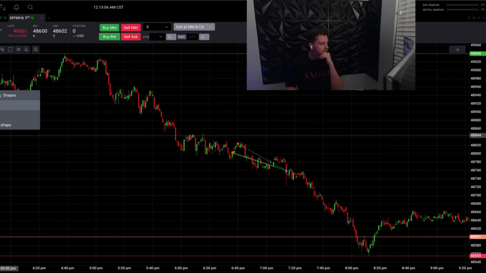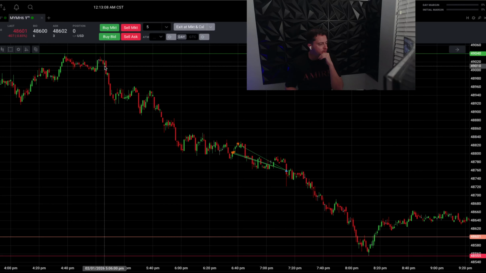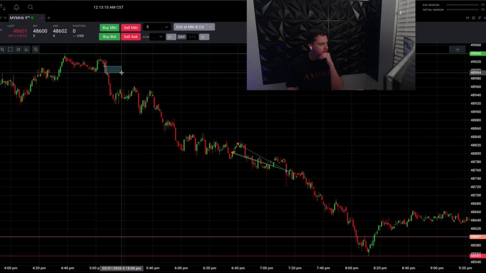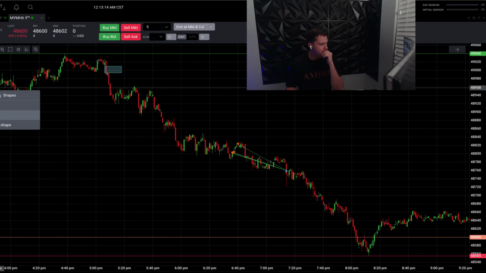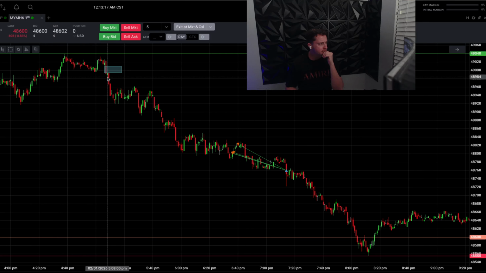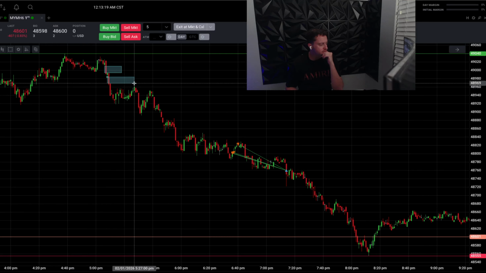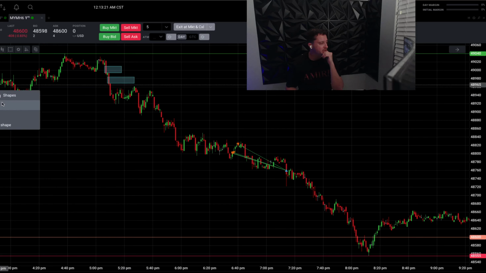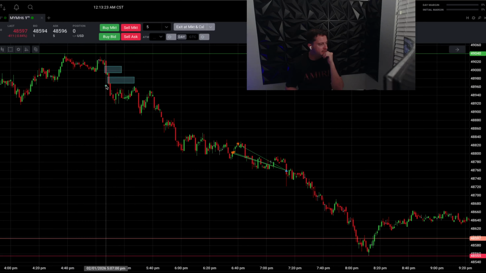I'm going to mark them up for you guys. We have one fair value gap right here. Okay. We have another fair value gap right here. And then we even have a third fair value gap right here. You can see that price did trade into this fair value gap right here.